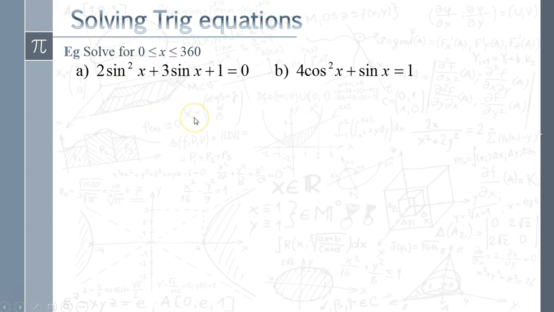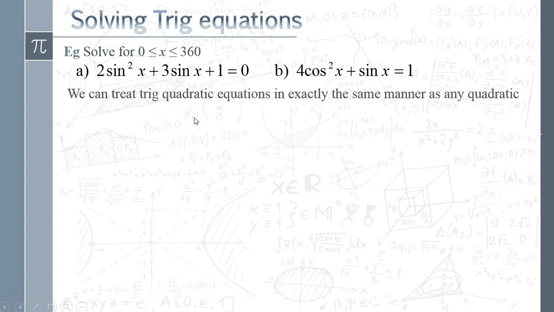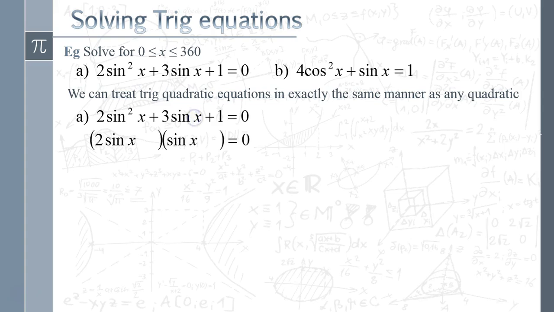So here we go. We can treat a quadratic trig equation in the exact same way as we treat any other quadratic equation. So what we're going to do is look at this and say, well, okay, can we factorise this? Well, if we're going to factorise it, we've got to have 2 sine x and sine x there, because that's how we're going to get 2 sine squared x. And then we've got to make this sine x term in the middle, and the numbers in here have both got to multiply together to make 1.